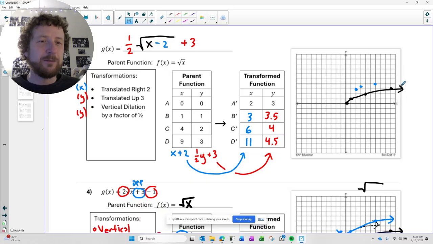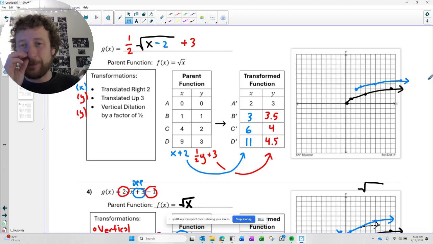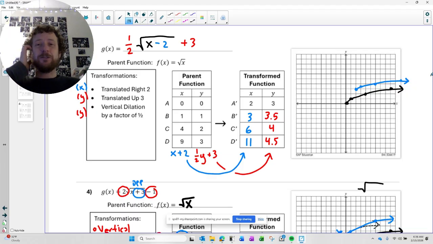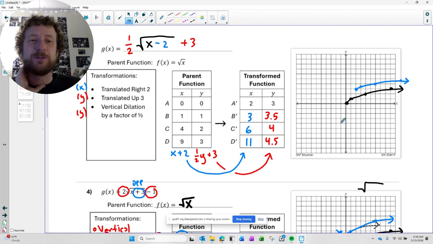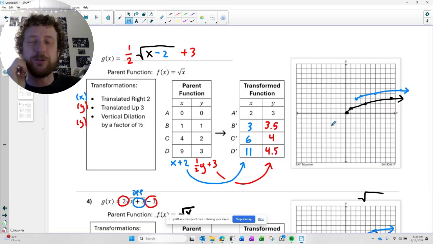That's okay. Since it was vertically dilated times 1/2, that's a compression. It kind of squished it down, so it's a less steep hill. So that's how you transform tables, which then makes it very easy to transform a function on the graph once you can plot those points.